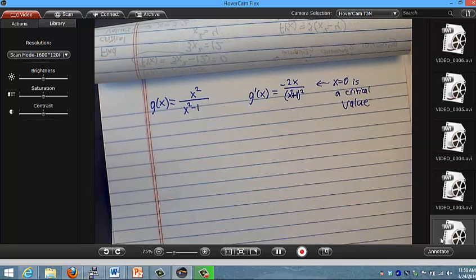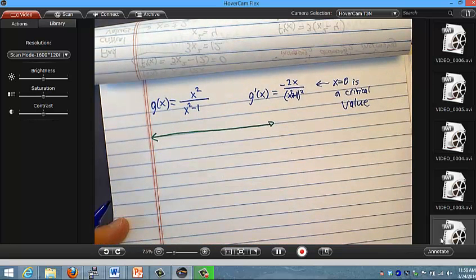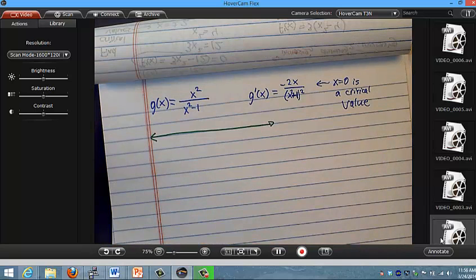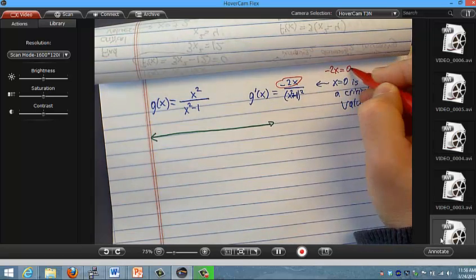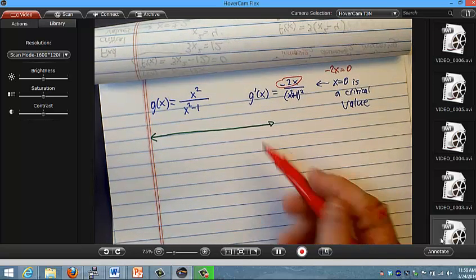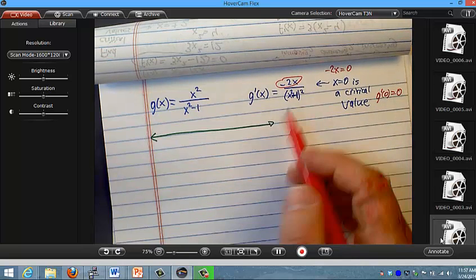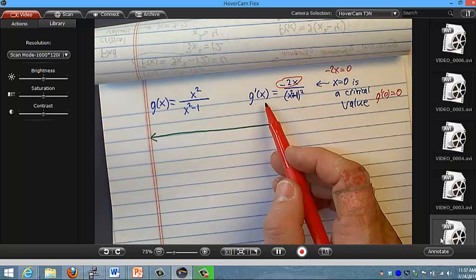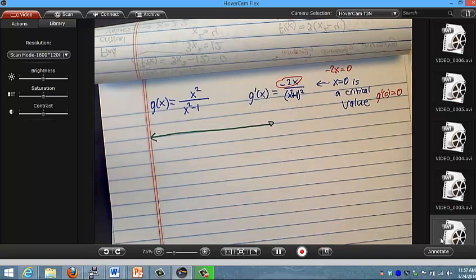Go ahead and write out that number line. You make the numerator equal to 0, so if I plug in a 0, g prime of 0 makes the numerator 0. It equals 0 over 1, which is 0. That's why. Critical values are things that make it undefined or equal to 0. Guys, with me?